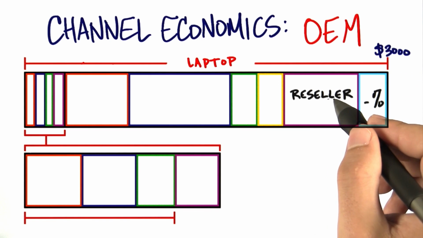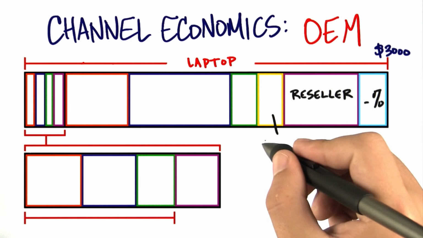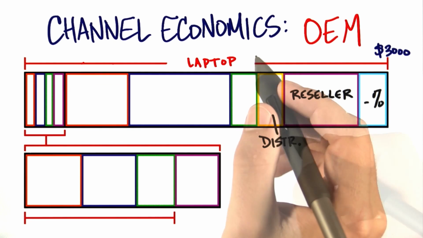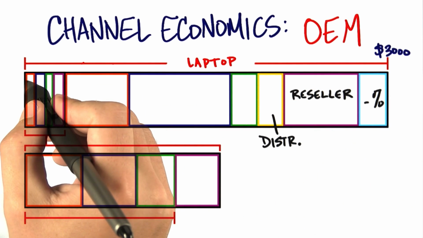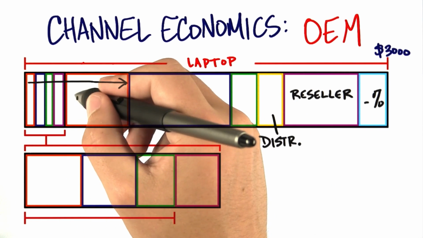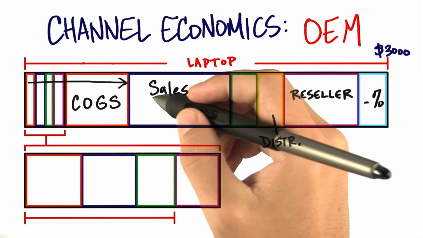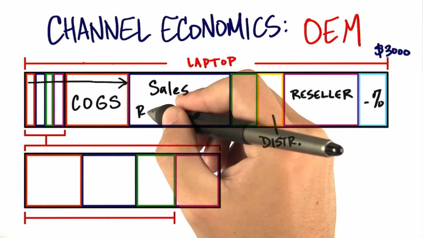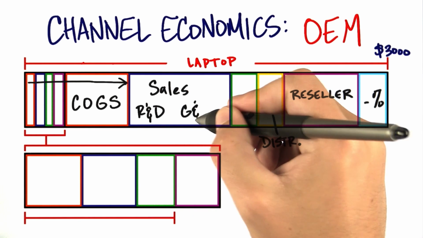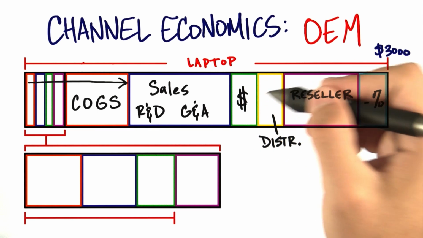The reseller is taking a profit, but gee, that reseller was actually buying these laptops from a master distributor. Now, remember, back here, the manufacturer of the laptop had their cost of goods, sometimes abbreviated COGS, which include manufacturing costs, components, etc. And finally, they had their sales costs, their R&D costs, and their general and administrative costs. And finally, after all that, they make a profit.